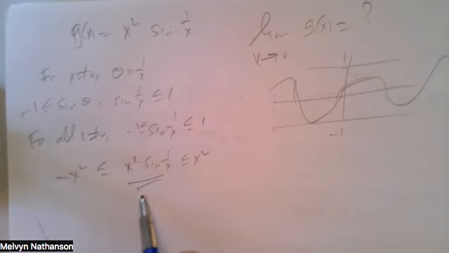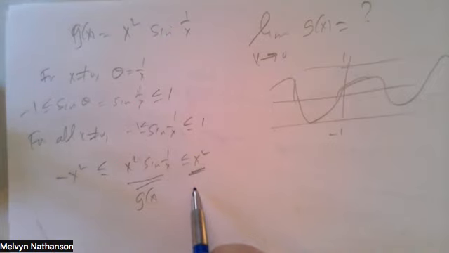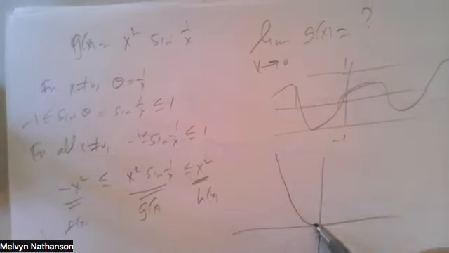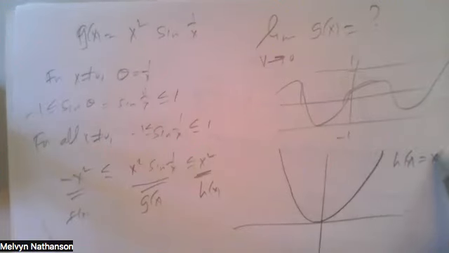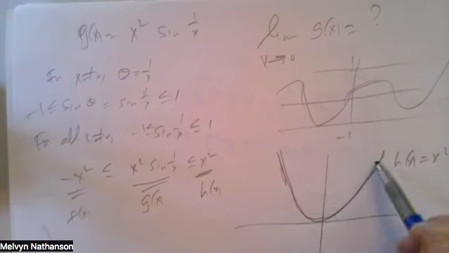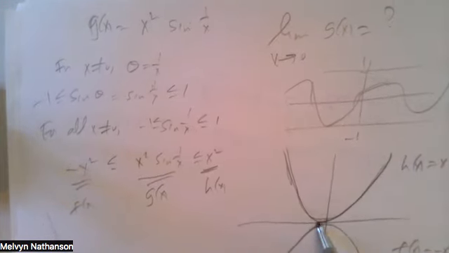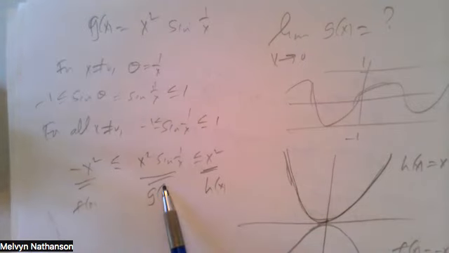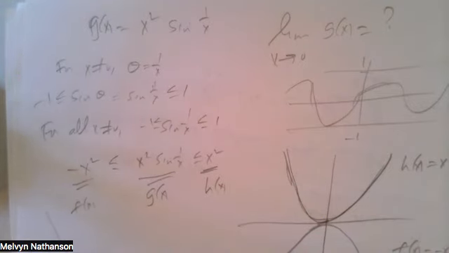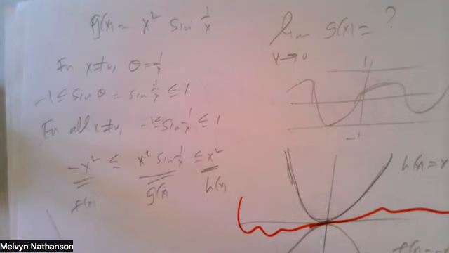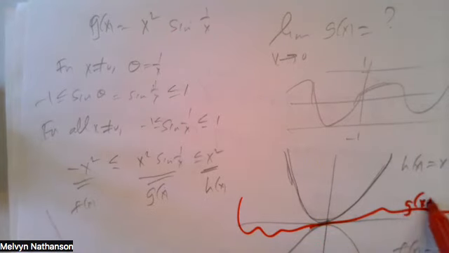So this is my function, g of x. Think of this as h of x, and this is f of x. H of x is x squared. It's the parabola. F of x equals minus x squared is the parabola opening down. And my function g of x is always in between them. I don't know what it looks like exactly, but it's in between them. This is g of x.